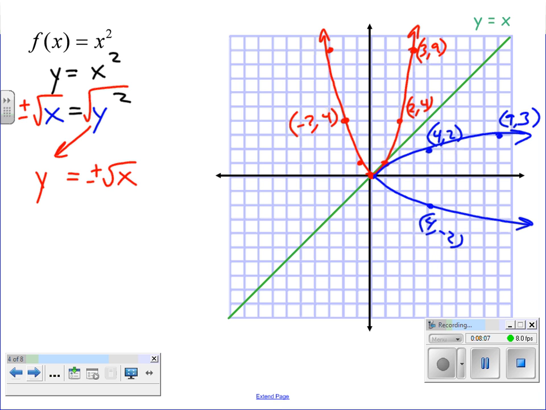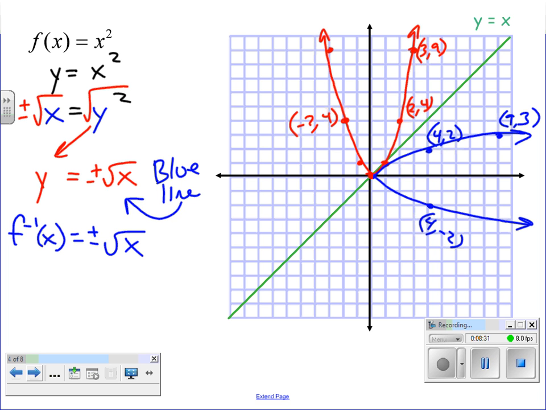Okay, and this equation, and again, I probably should have done it in blue. So this is the blue line. y is equal to plus or minus the square root of x. That is the inverse function. Okay. So if I was to show it, I would show f inverse of x is equal to plus or minus the square root of x.